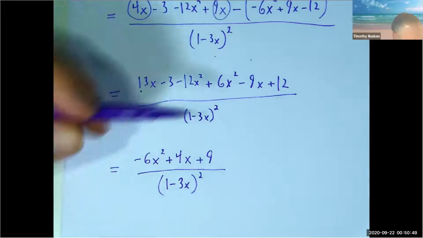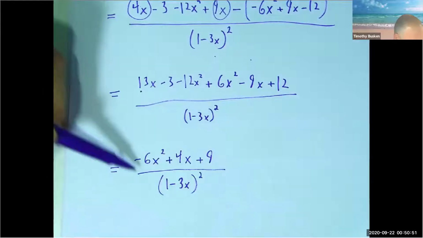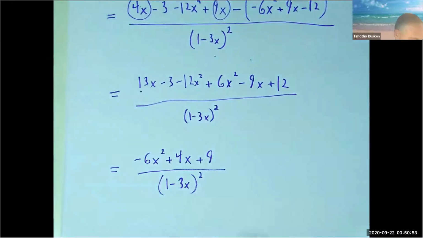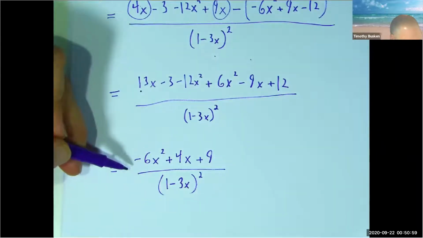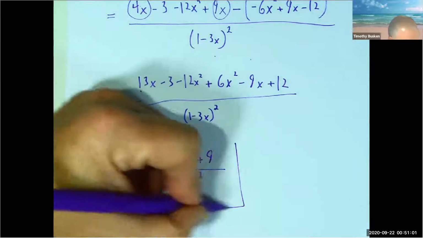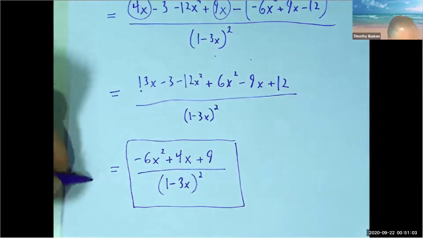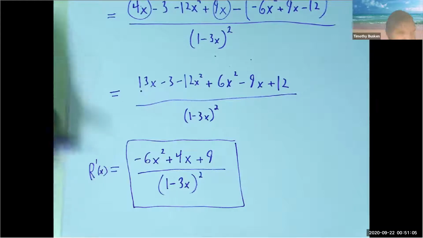And so there's not a whole lot more we can do with this. Maybe we can factor the numerator. For now, I don't think we're going to need to do that. This is a lot more compact and simplified than any of our other steps. So let's go ahead and box this off and say that that's our r prime of x.